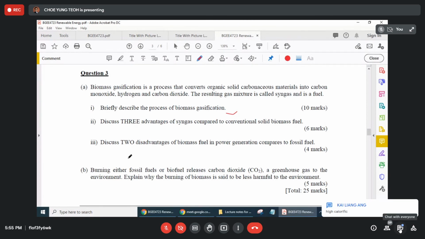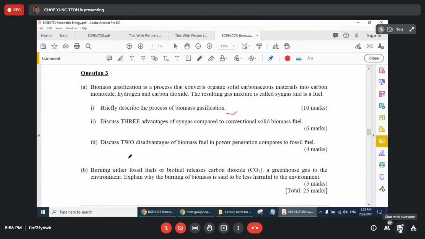Easy to handle, yes, modular. Okay, yes, modular, totally accept. Is easy to transfer. Yes, easy to handle. Yes. High caloric value, no. I don't think you have a high caloric value compared to solid biomass.